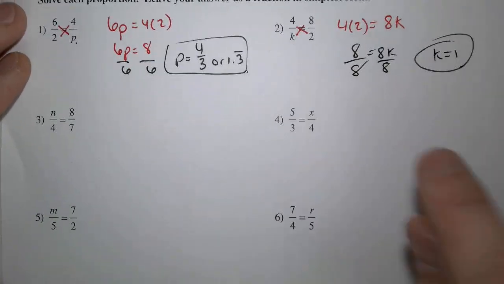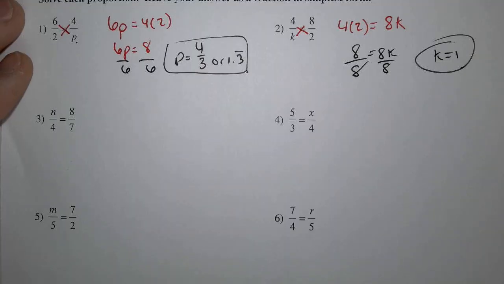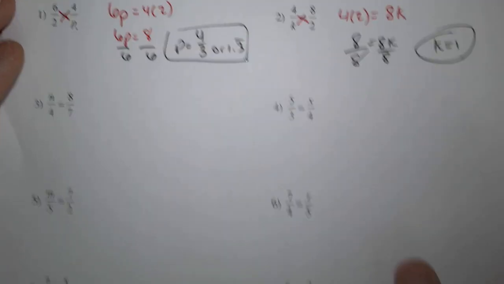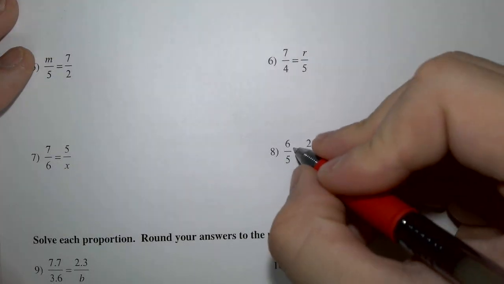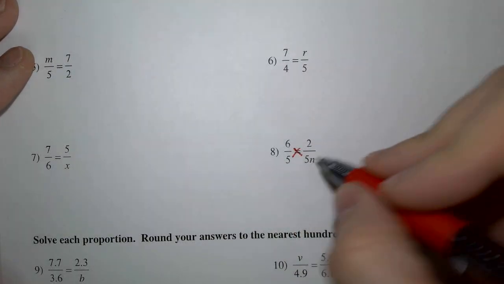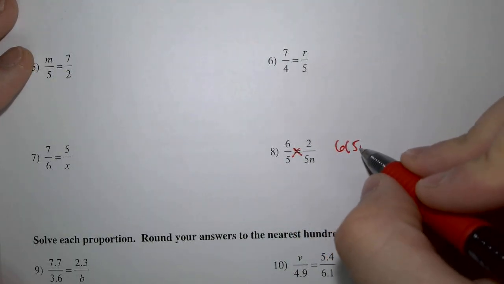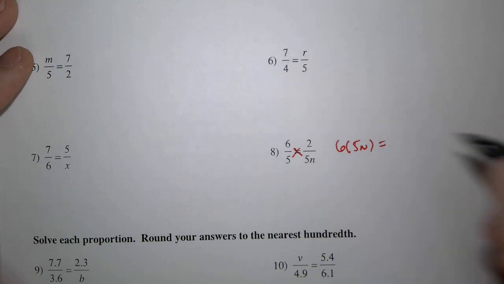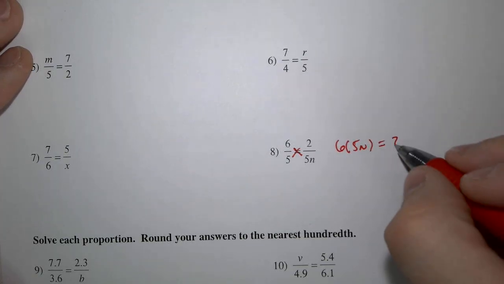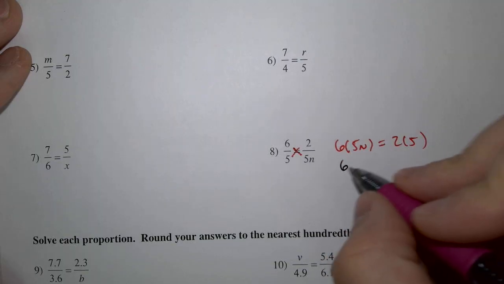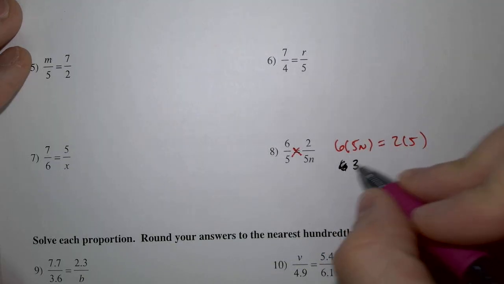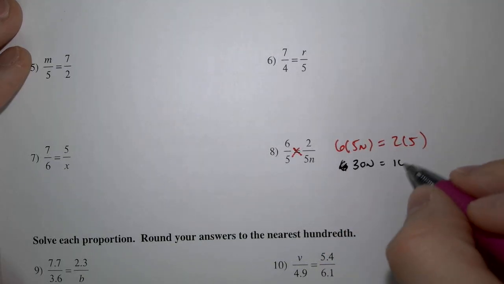One more problem for good measure. We'll do the one with the X because X is normal. Actually, you know what? I'm going to go down to the bottom because they have a 5n on the bottom. We're going to cross multiply 6 times 5n. So write 6 parentheses 5n. And I encourage my students to write out even the easy ones, even the 5 times 2, just to get in the good habit. 6 times 5 is 30n, is equal to 10.